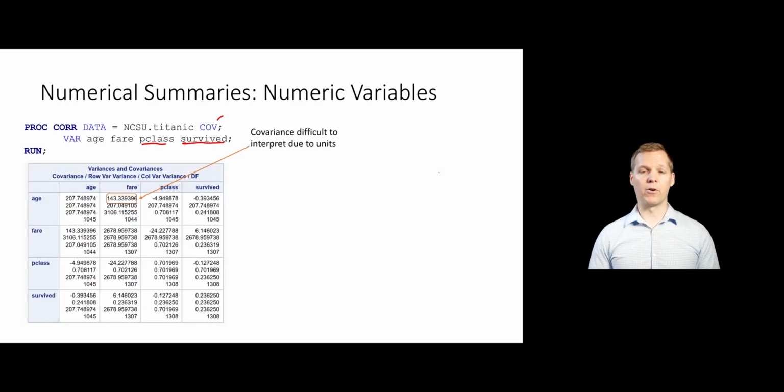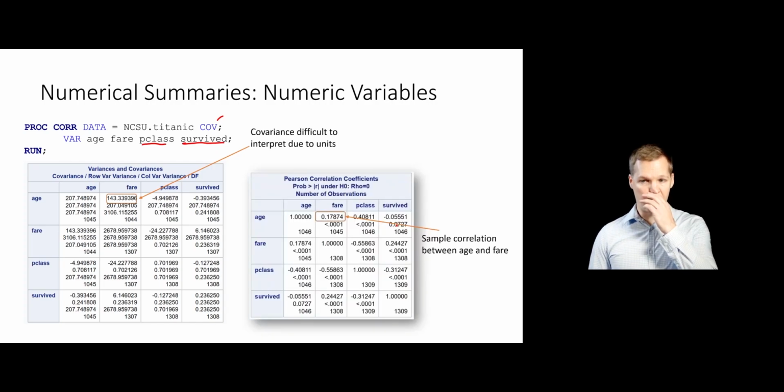So first, the output from that COV option is given here on the left. You can see here the covariance between age and fare is highlighted. Covariance is a measure of the covariability and the linear relationship between these two variables, but it has units on it, and so that makes it very difficult to interpret. Instead of looking at covariance, almost always we look at correlation. And so over here, we'll see the output for that. We can see the correlation between age and fare here is highlighted. So we have a correlation of about 0.18. So this would be a low correlation, but there is possibly some linear relationship between age and fare, although that relationship is probably not that strong.